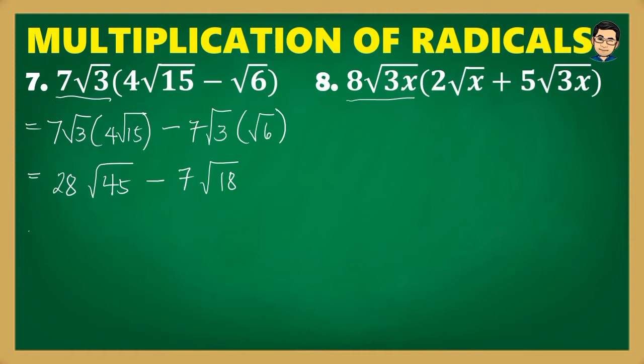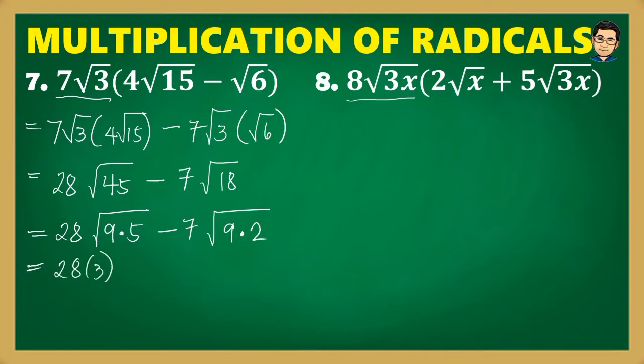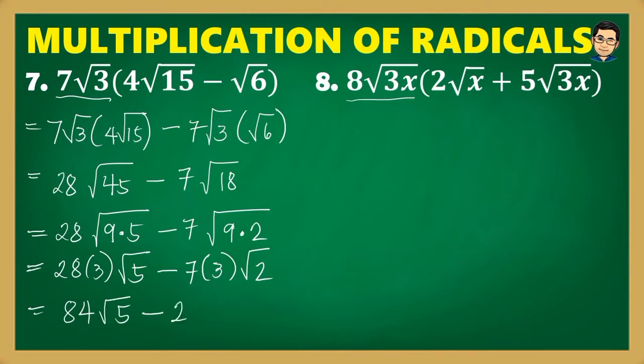Next. So, 28 square root of 45. So, yung 45 pwede siyang express as 9 times 5 minus 7 square root of 18. So, 18 pwede siyang express as 9 times 2. So, 28 times the square root of 9 is 3. Square root of 5 minus 7 times the square root of 9, which is 3. Square root of 2. So, multiplying 28 and 3, that is 84 square root of 5 minus 7 times 3, 21 square root of 2.